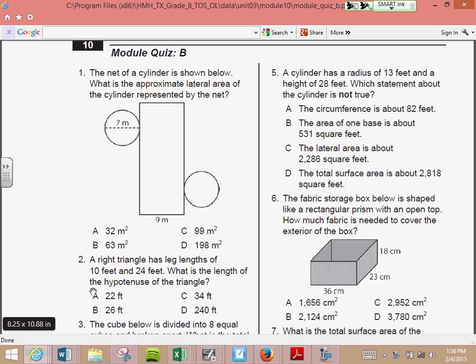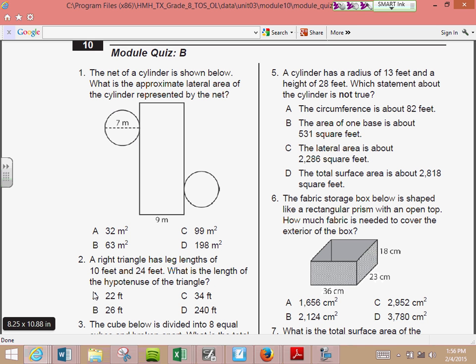Let's start with this one right here. That shouldn't be easy. There's a few words that are going to make it easier for you to do it. It says the net of a cylinder is shown below. What is the approximate lateral area of the cylinder represented by the net?